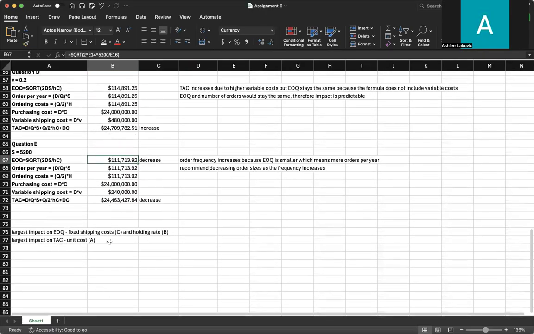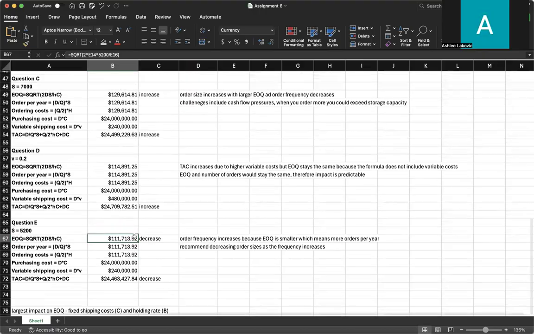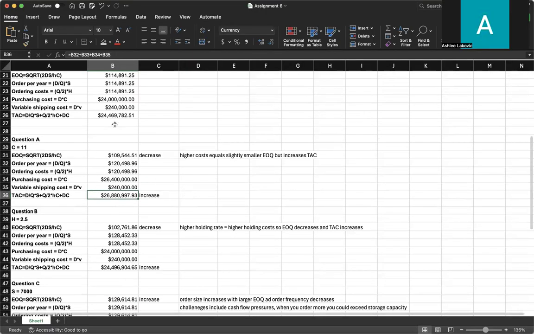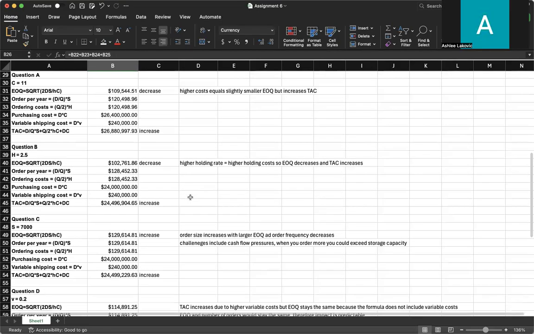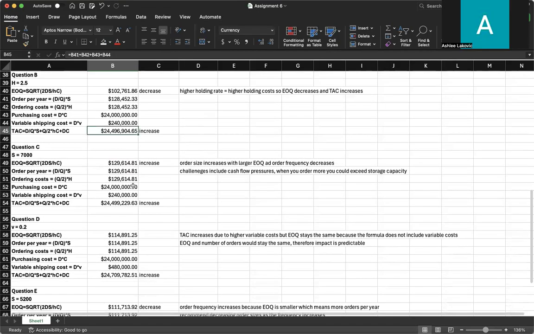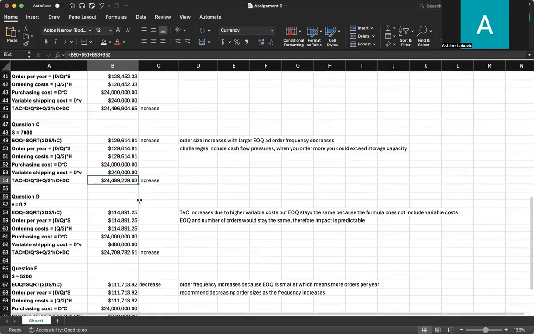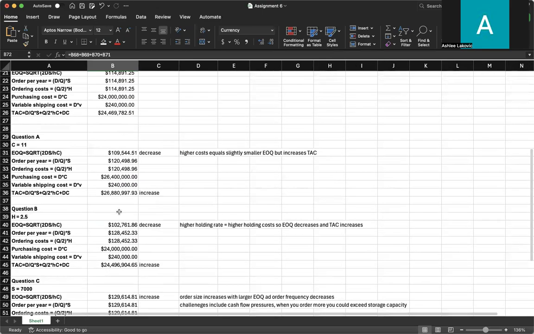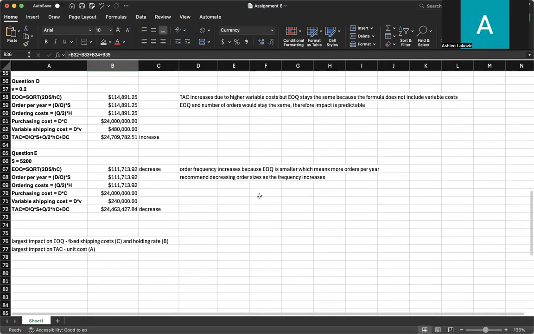And then the largest impact on the TAC is the unit cost change. So as we can see, this is 26.8 million. Original is 24.5 million roughly. But the rest of the questions, the TAC is very close in range. But question A has the biggest increase or change in the TAC.